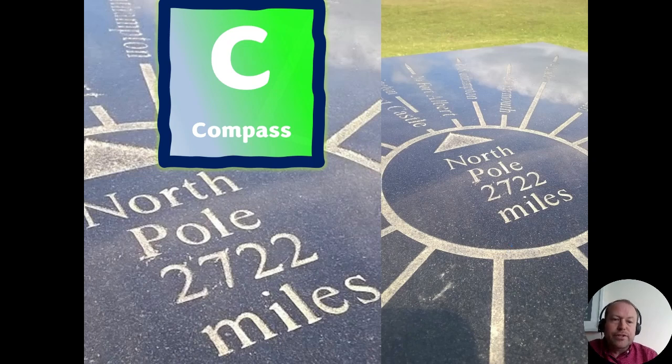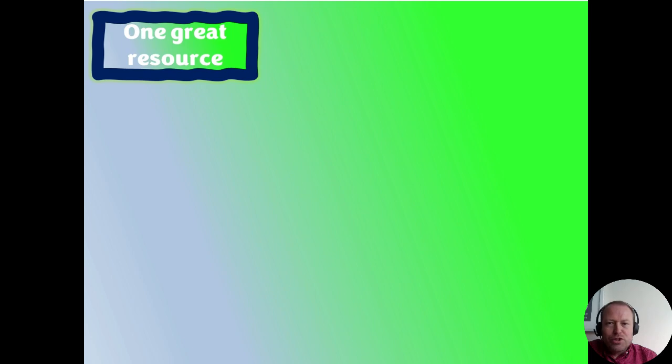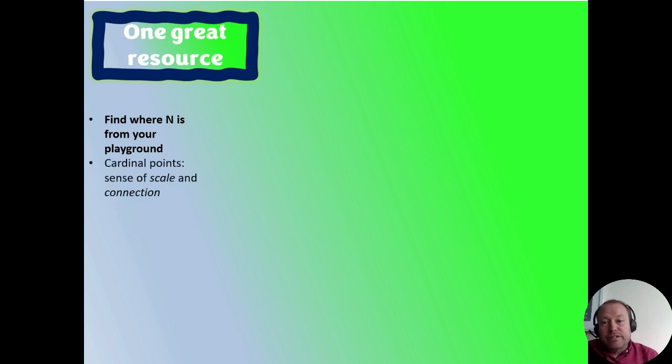C is for compass. Just imagine you're stood on the top of this hill and you're imagining the North Pole is 2,722 miles away. And then imagine you're stood in your school playground. What's north of there? So, one great resource today is to consider from your playground where north is. Consider the cardinal points. Consider the sense of scale and connection that this could provide for you or your children.